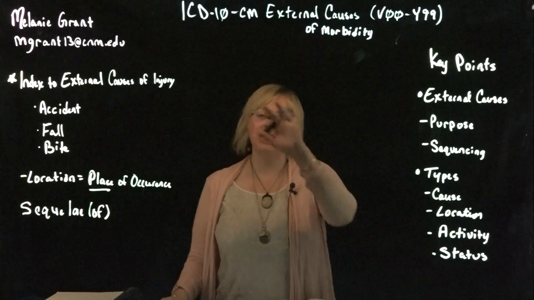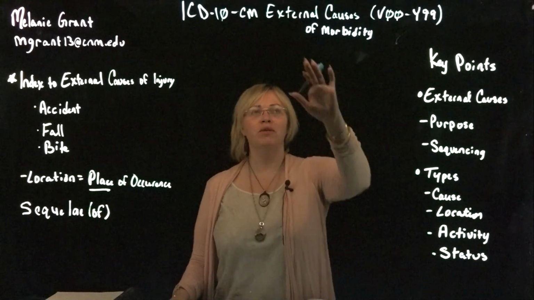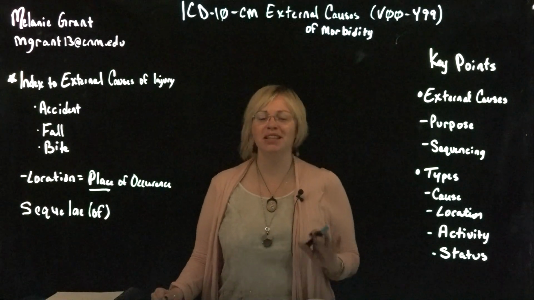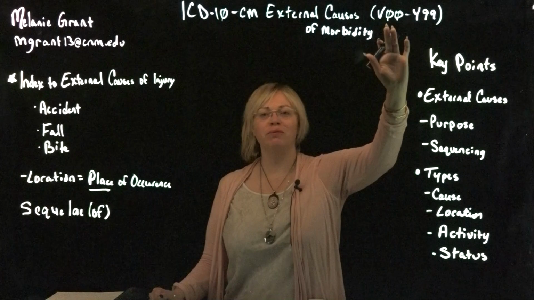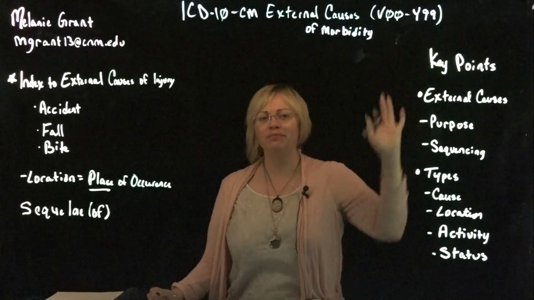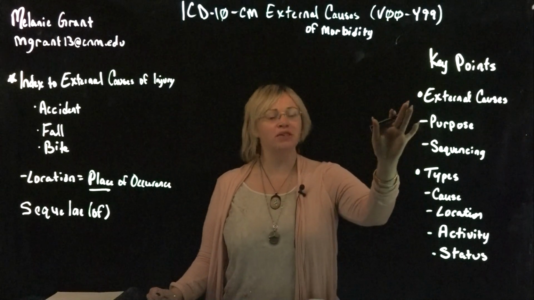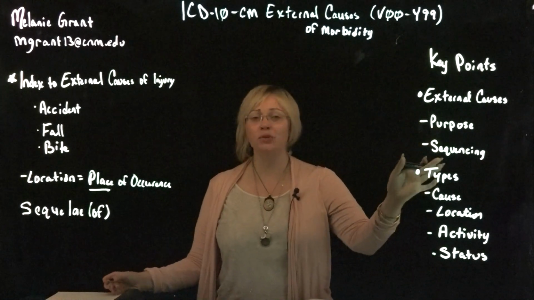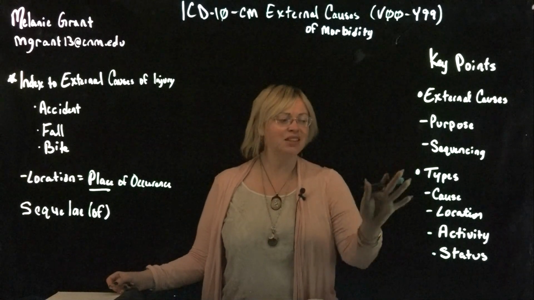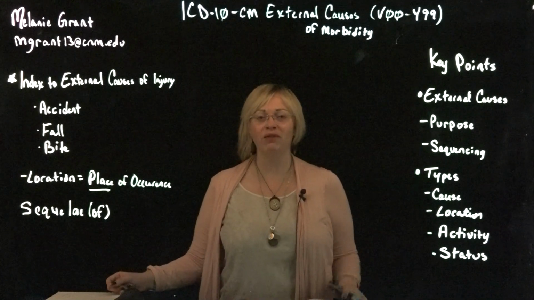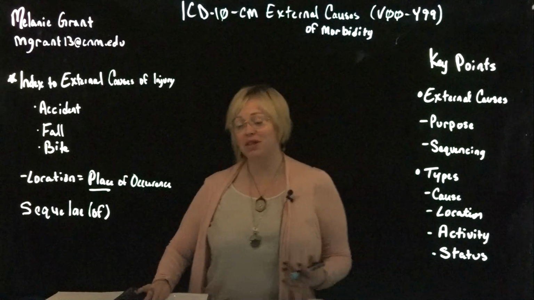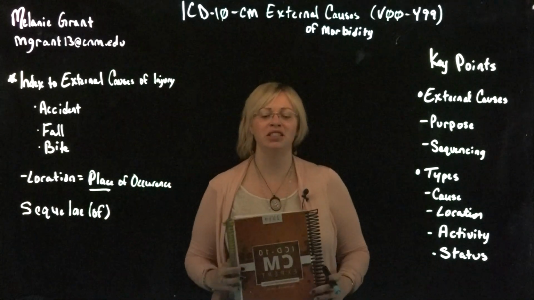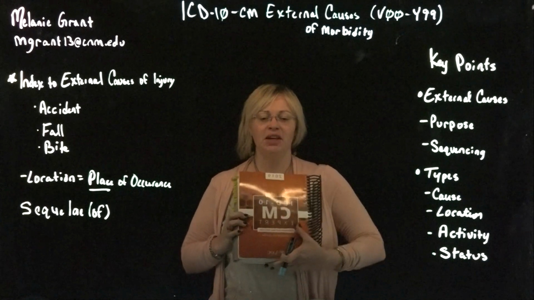Today's focus is going to be on ICD-10 CM coding for external causes of morbidity, Chapter 20 of your ICD-10 CM code book, which covers codes from V00 through Y99. We're going to be looking at key points of external causes, identifying when we use them, what their purpose is, as well as how to sequence them, and the different types of external causes that you'll find within this coding chapter. For this video, I'm going to be using our ICD-10 2019 edition from the AAPC Expert Edition.